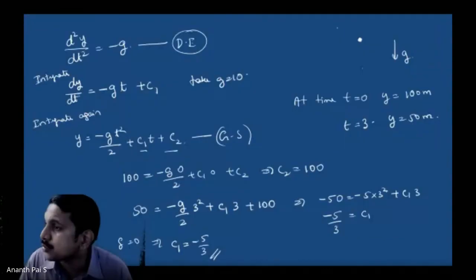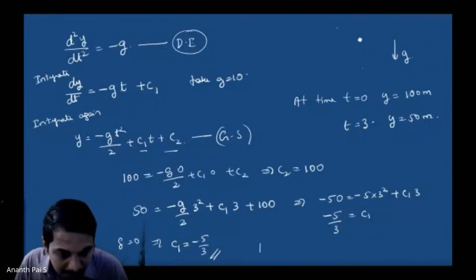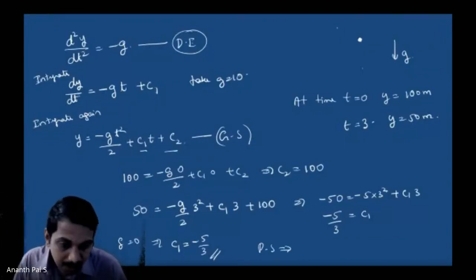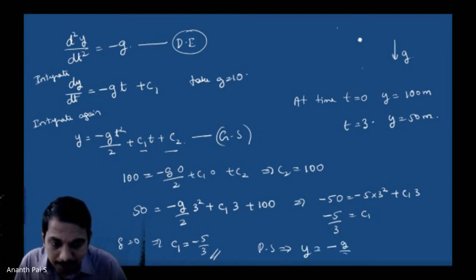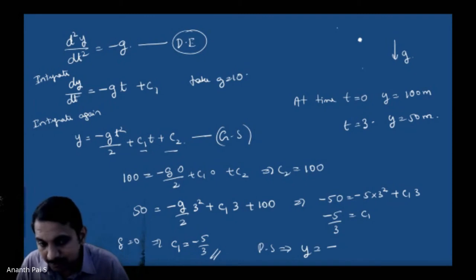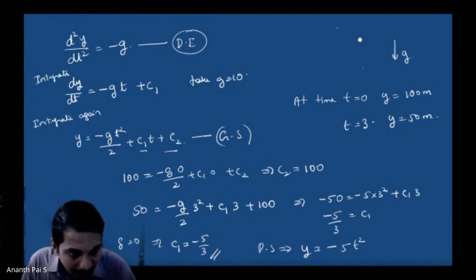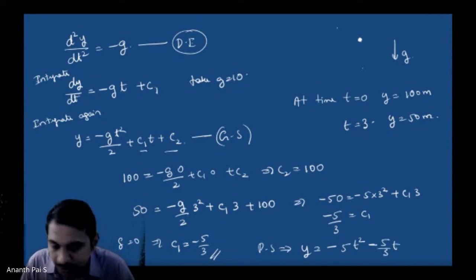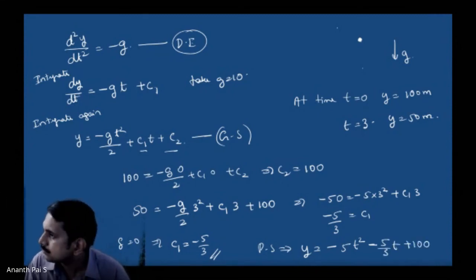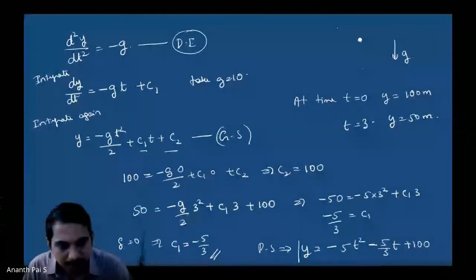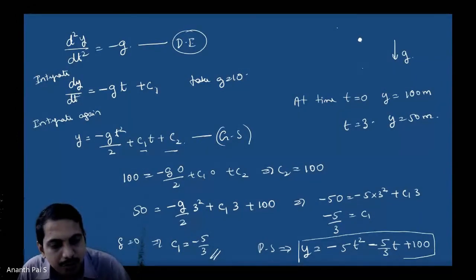What is a particular solution for this? The particular solution is y is equal to minus g by 2, g by 2 is 5, so minus 5 t square, then minus 5 by 3 into t plus 100. This is a solution. Got the point? This is one way we can form the solution.